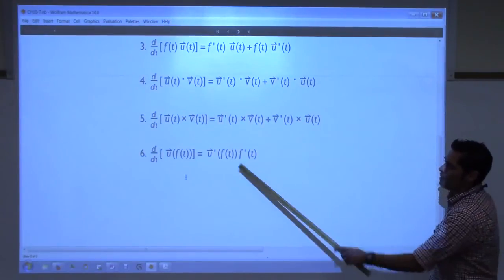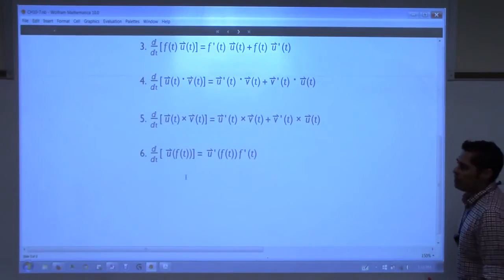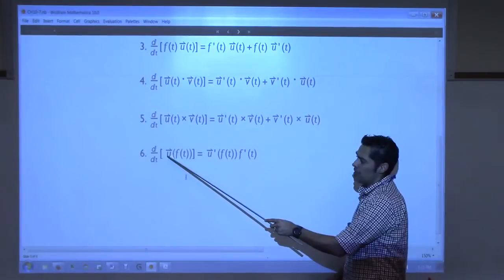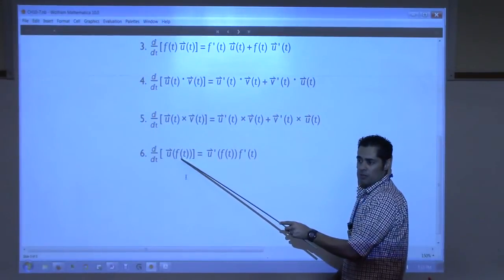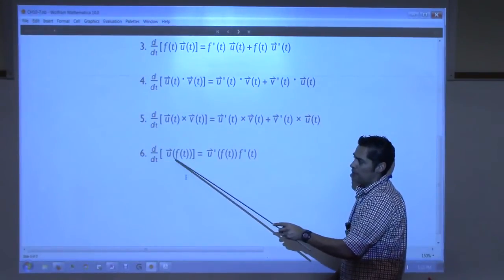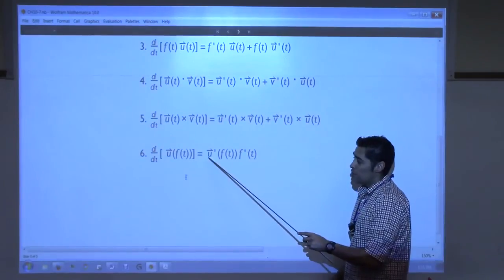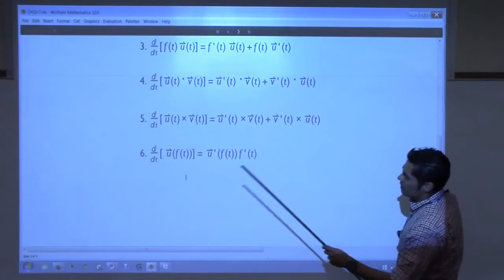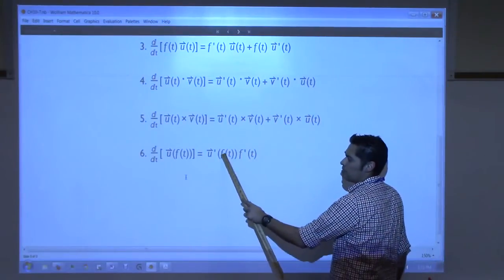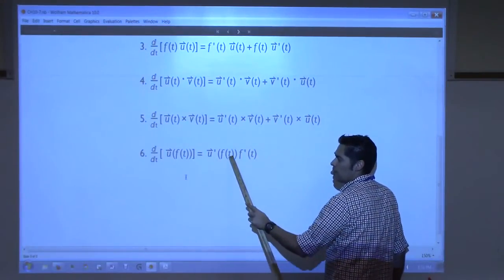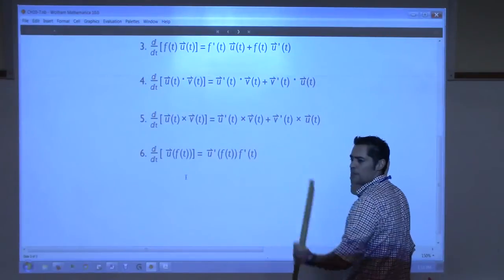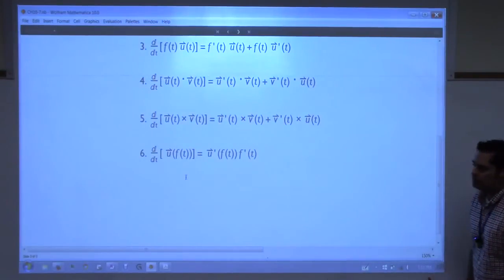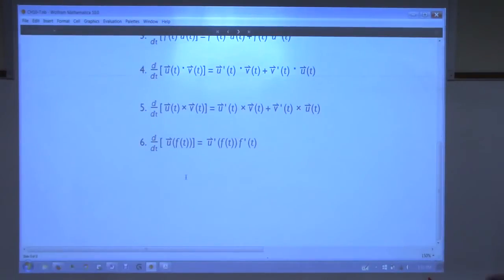And then the last one is a chain rule. If you take a vector function and inside of it you plug in a function, and you want to take the derivative, what you do is you take the derivative of the vector function, and inside of it you place the scalar function, and then multiply that times the derivative of the scalar function. So just know that these are all here. We might need to refer back to them.